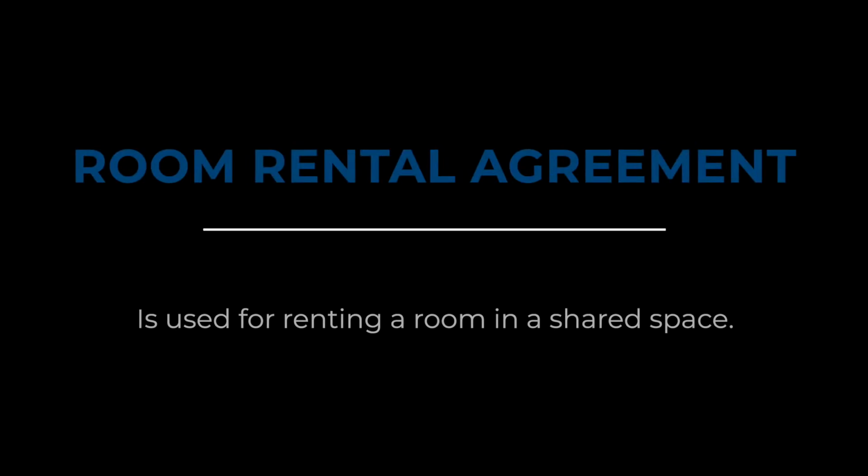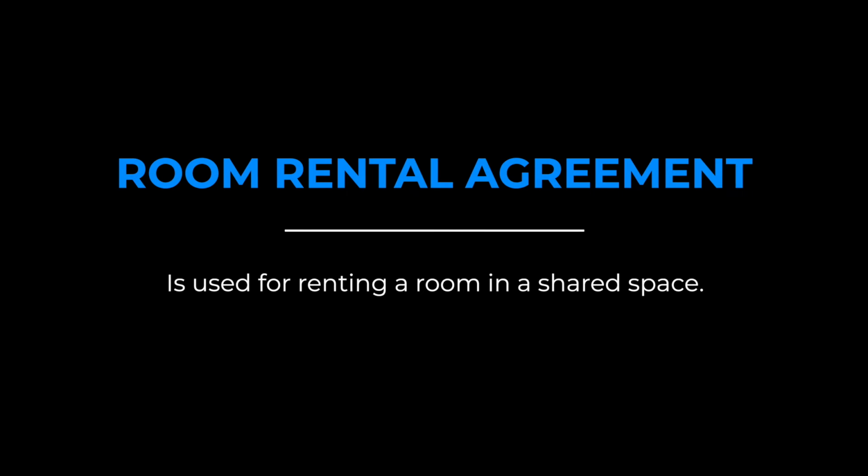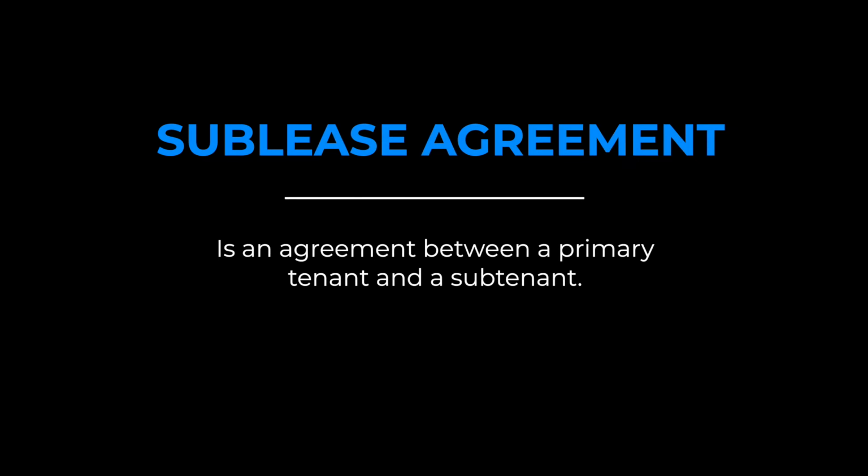A room rental agreement is used for renting a room in a shared space. A sublease agreement is an agreement between a primary tenant and a subtenant. The primary tenant must have express permission from their landlord to enter into a sublease agreement with a subtenant. The agreement makes the primary tenant responsible for the subtenant.